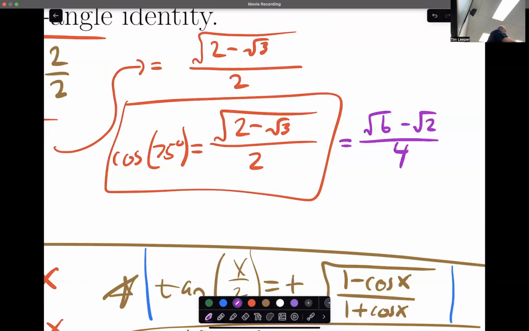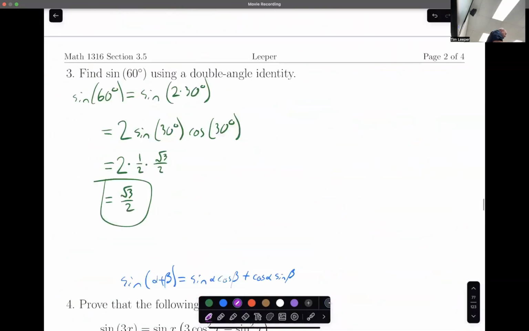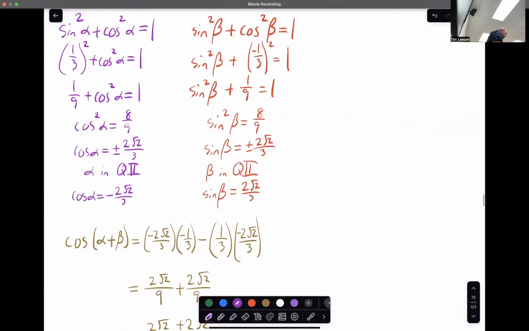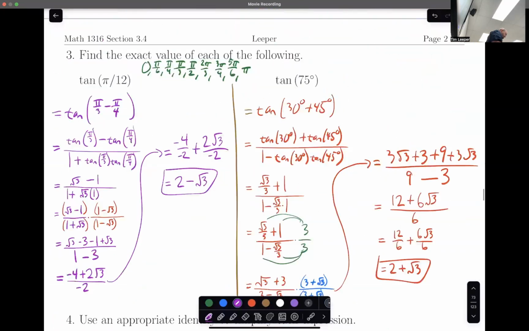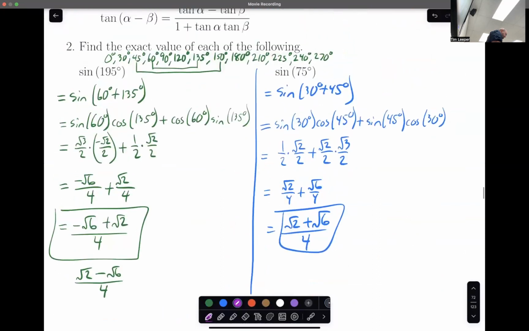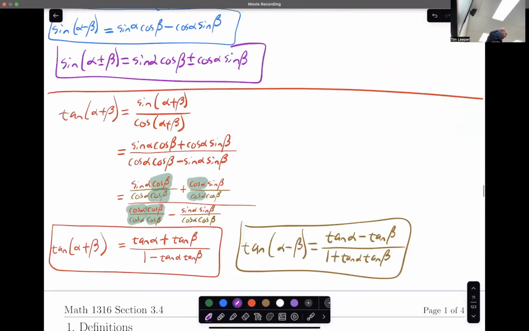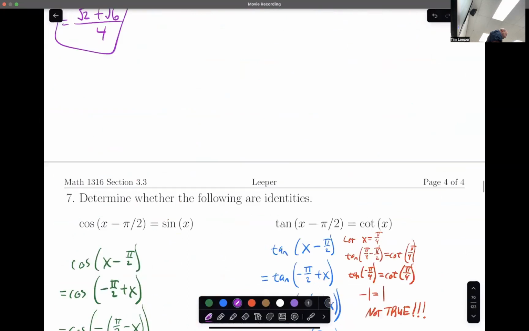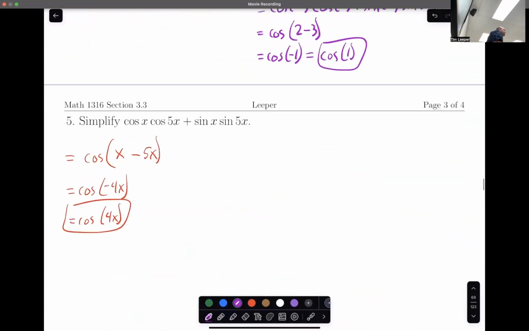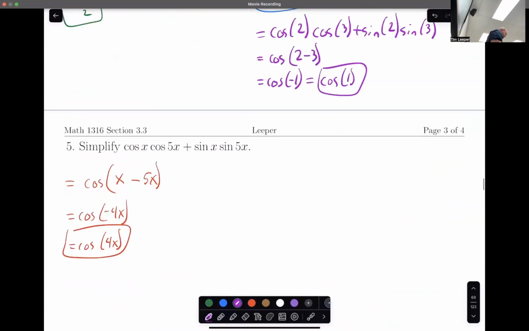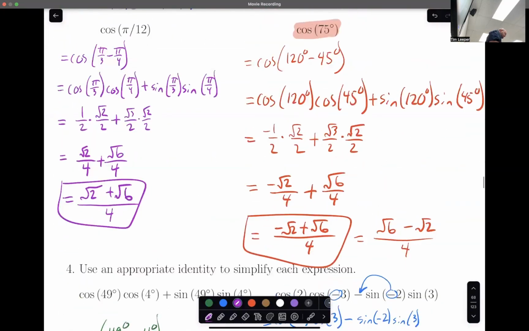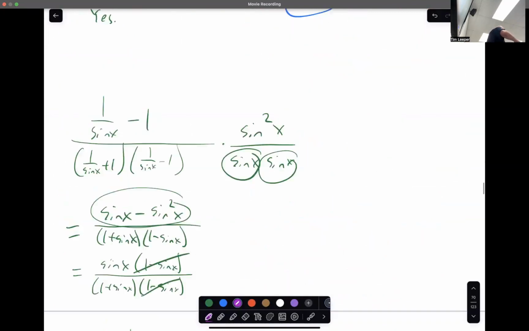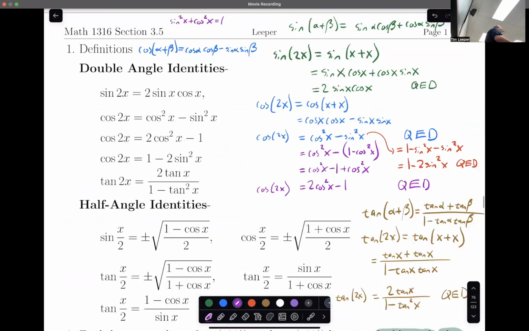Was it that? With 75 degrees? For cosine, yeah. Cosine of 75 degrees. I don't see it. I see a sine of 75 degrees. Do we have a cosine of 75 degrees somewhere here? Second page. Ah, there it goes. Yeah, square root of 6 minus square root of 2 all over 4. Awesome, thank you. Was it 3.3? Yeah, 3.3 second page.